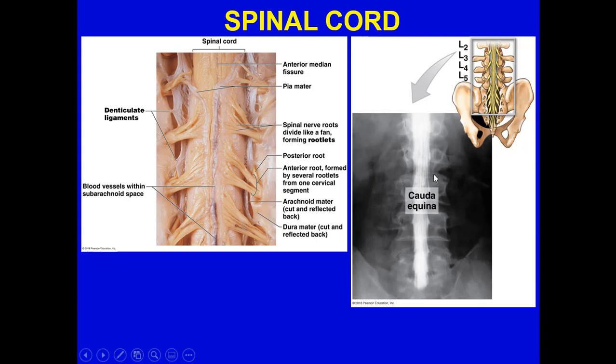Now here's an X-ray that allows you to see. Here's the solid spinal cord, and then you can see what appears to be thin lines in between. These are the separations, so you can see the individual nerve rootlets. This is the cauda equina. This photo is taken down in the lower part of the lumbar, going actually into the sacral area of the spinal cord.